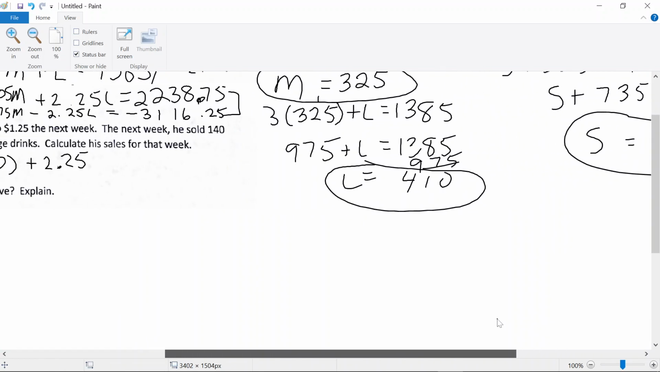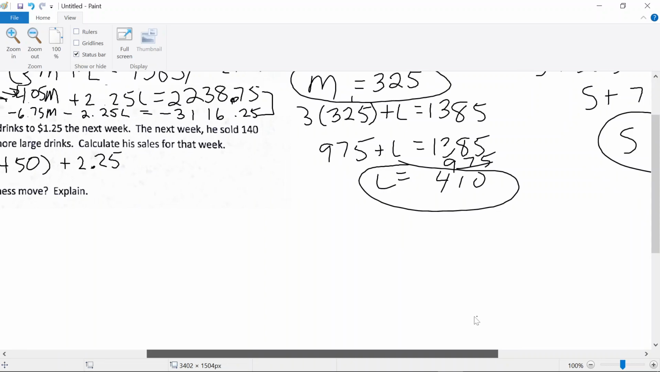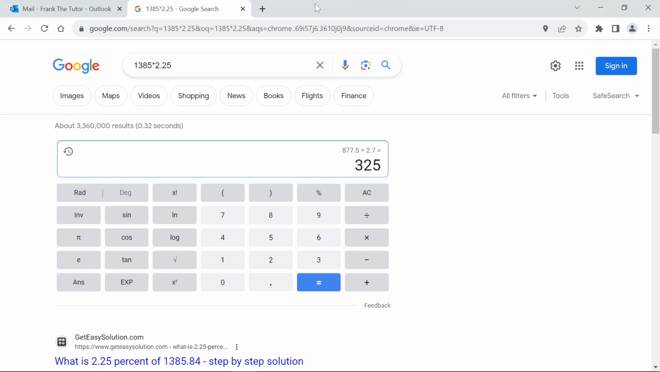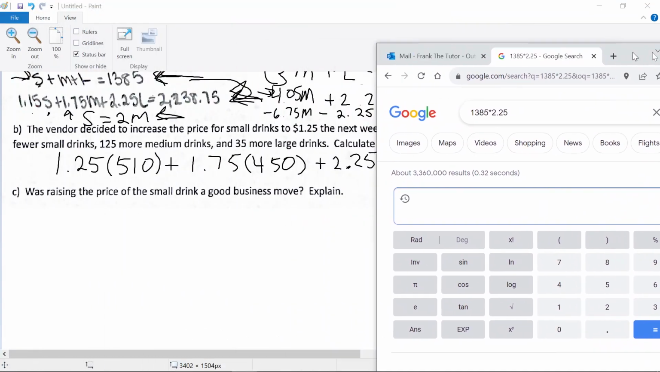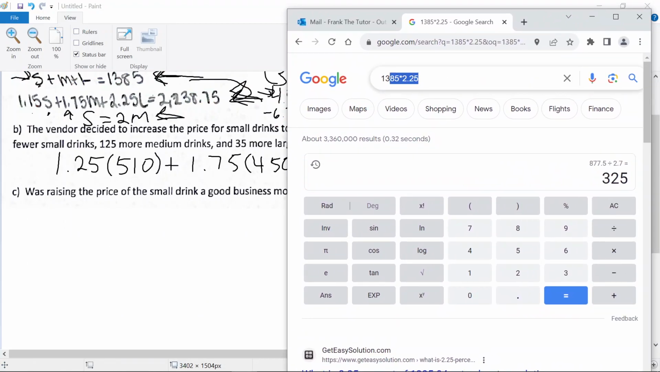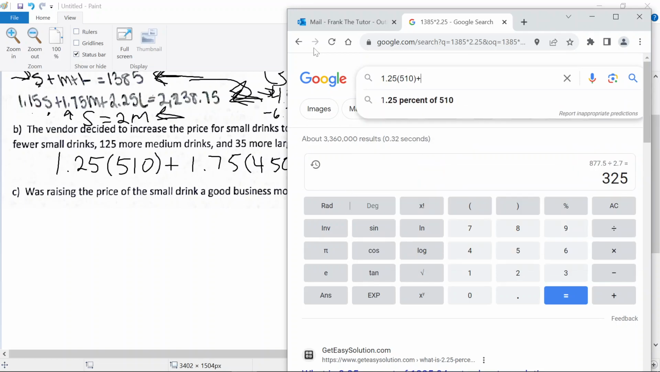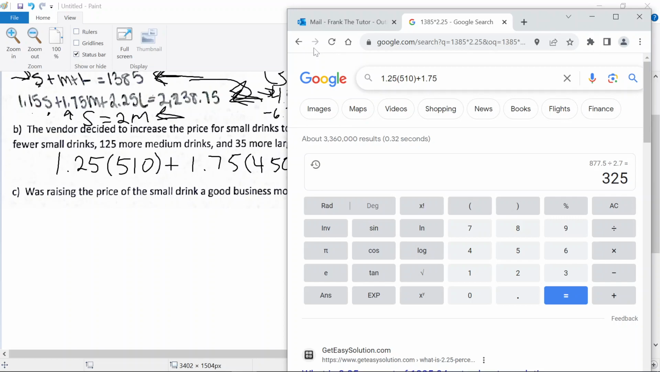So 410 was large, and 35 more than that is 445. So now how much did the vendor make? Well, I'll try to plug it in. Let's see if I can get this calculator so I can kind of see both. So I have 1.25 times 510 plus 1.75 times 450. Oh, not 4.50, 450 plus 2.25 times 445.